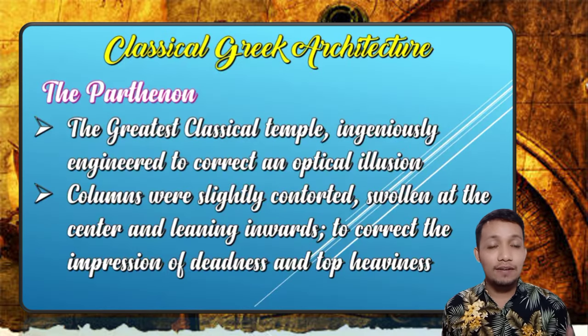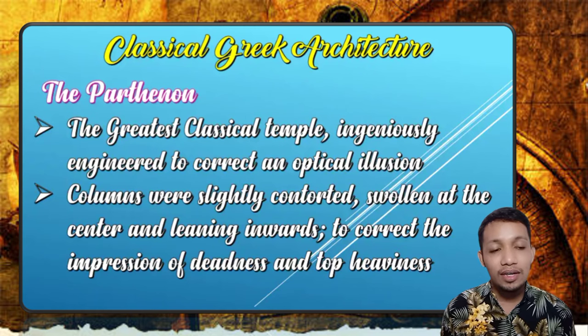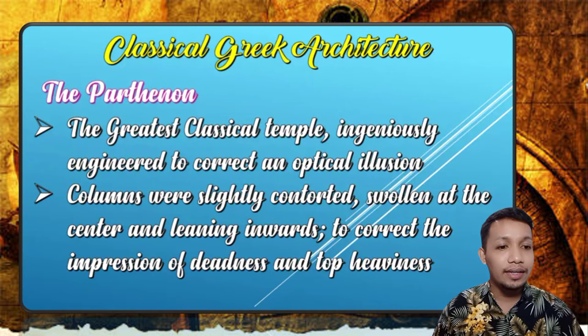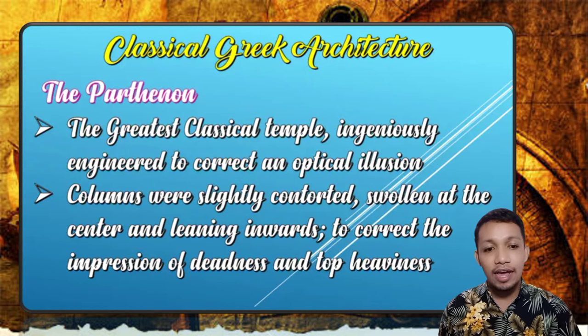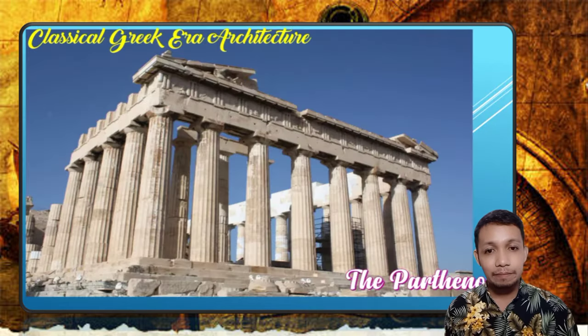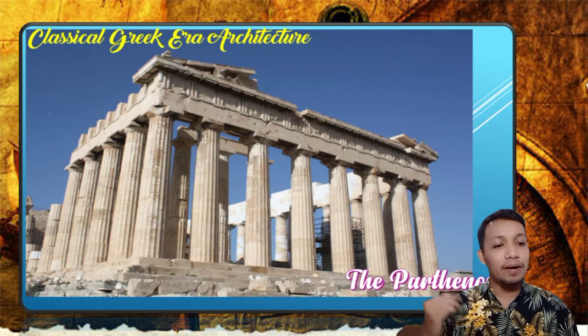One example of classical Greek architecture is the Parthenon. It is the greatest classical temple, ingeniously engineered to correct an optical illusion. Its columns were slightly contorted, swollen at the center, and leaning inwards to correct the impression of deadness and top heaviness. Here is the illustration or picture of the Parthenon.